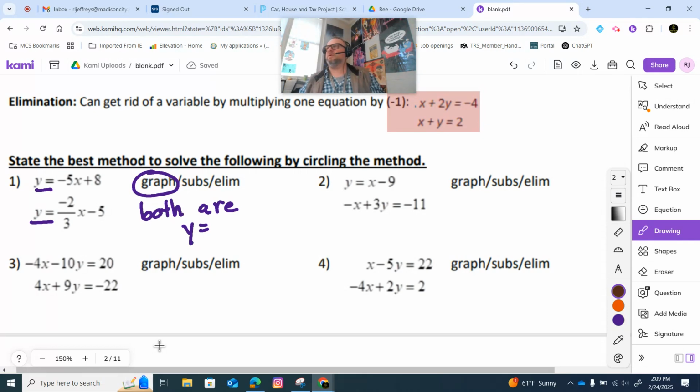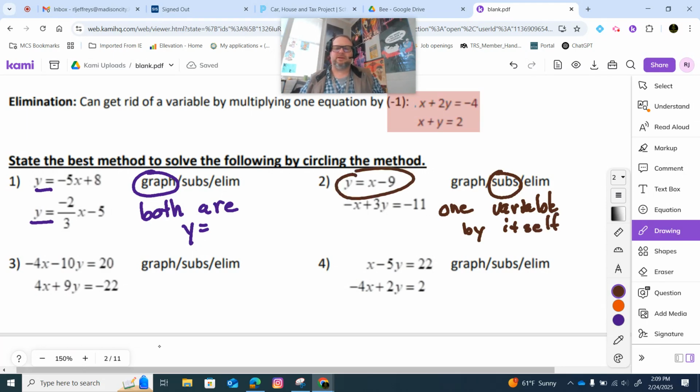So which method are we going to use? Substitution. Why? One variable by itself, and it's right here. I have a y equals.